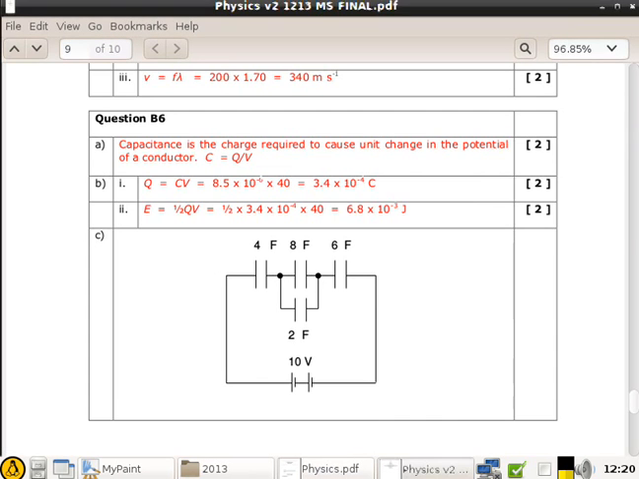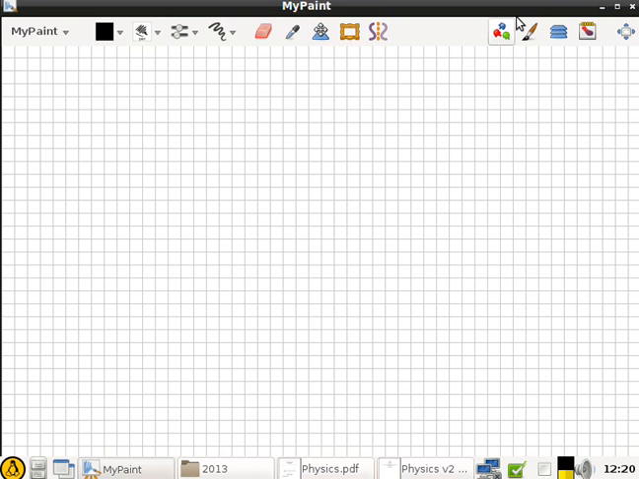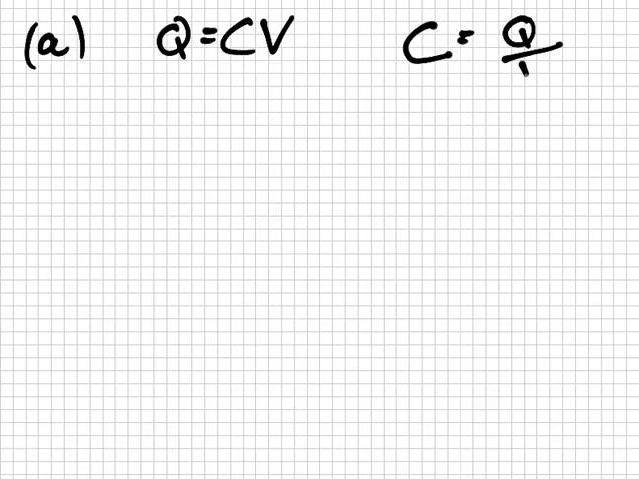For part A, write down the formula. What is the formula? Q equals CV. And what do they want? They want C is Q over V. So you could define the formula, but they want it in words. So very good. Quantity of charge per unit volt. Can I use the word ratio of charge? You could, but I don't like it. I prefer per.